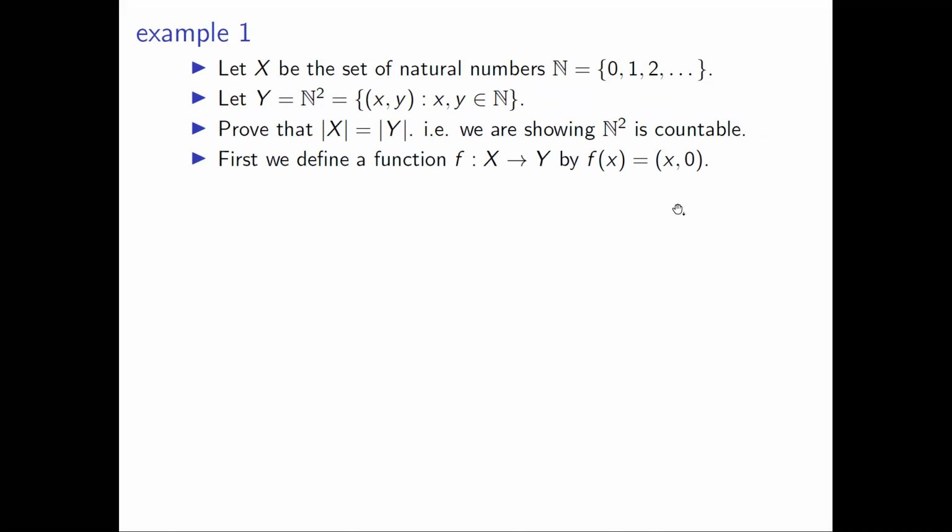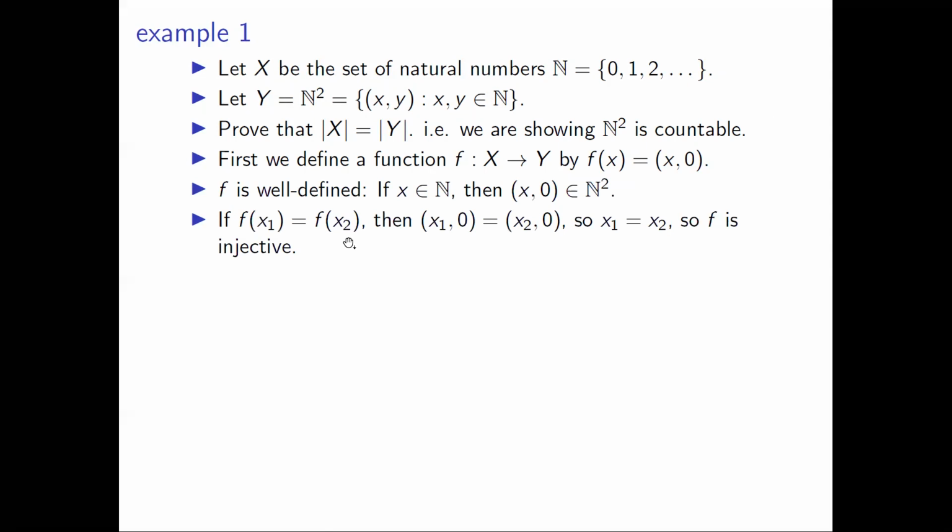So we need to define some injections going both ways. Our first injection, and we haven't shown it's an injection yet, so I'll just call it a function for now. It's a function f from x to y, and we'll define it by f of x equals the ordered pair x comma 0. We can see that f is well defined because if x is a natural number, then the ordered pair x, 0 is an ordered pair of natural numbers. So that ordered pair is an element of the set y.